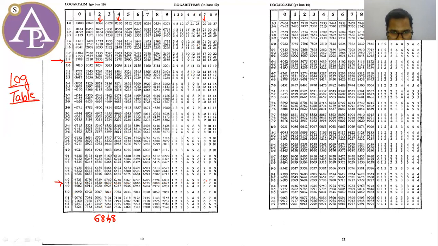In this seventh column, what do you get? You get 6. So this is 6848 plus 6. What is 6848 plus 6? It will be 6854. So my mantissa comes out to be 6854.